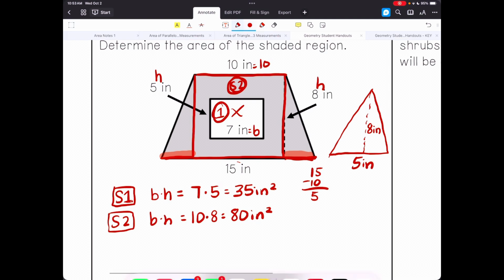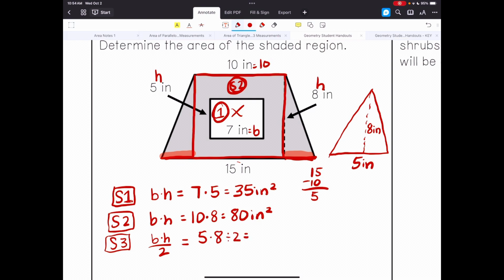So for our shape number 3, so we're getting a little bit harder here, is going to be base times the height divided by 2. So our base we discovered is 5 with a height of 8, and then we're going to divide that all by 2. 5 times 8 is 40. When we cut that in half, we get 20 inches squared.